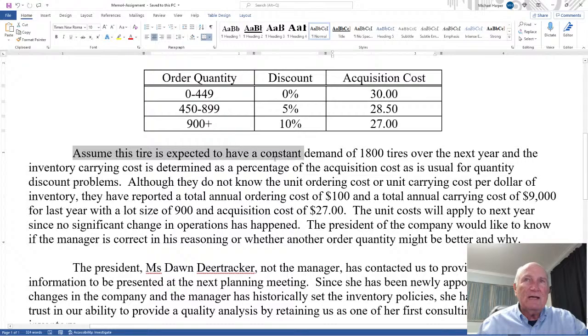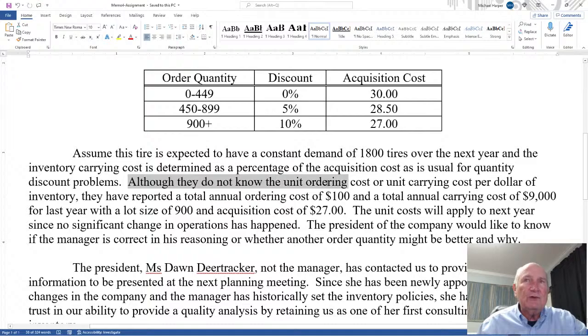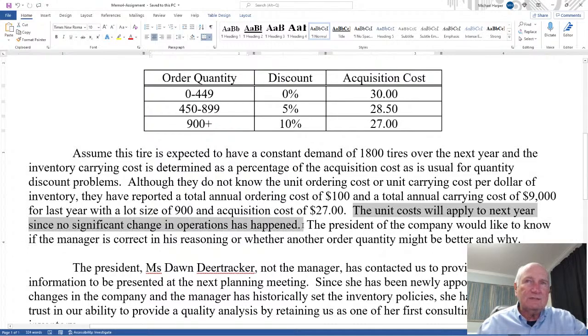Assume the tire is expected to have a constant demand of 1,800 tires over the next year, and the inventory carrying cost is determined as a percentage of the acquisition cost, as is usual for quantity discount problems. Although they do not know the unit ordering cost or unit carrying cost per dollar of inventory, they have reported a total annual ordering cost of $100 and a total annual carrying cost of $9,000 for last year, with a lot size of 900 and an acquisition cost of $27. Because if they ordered 900, they would pay $27. The unit cost will apply to next year since no significant change in operations has happened.